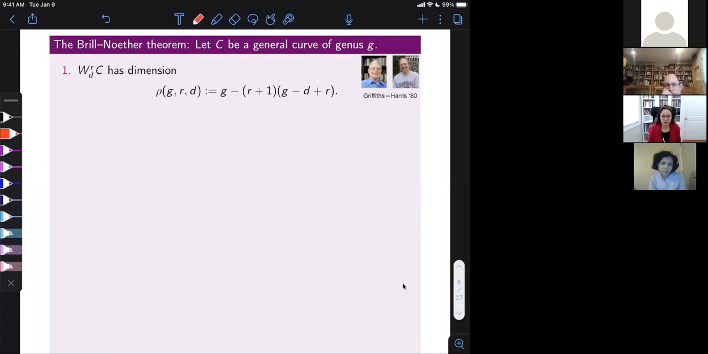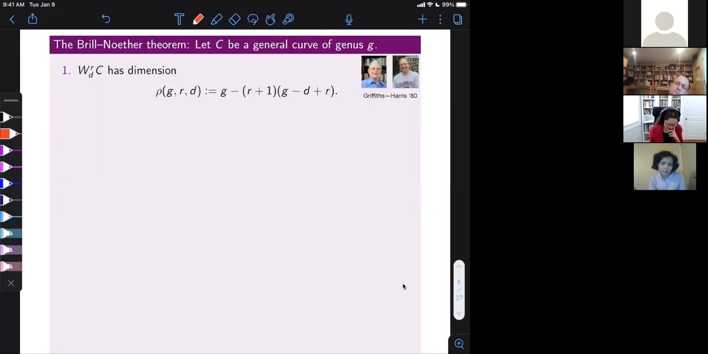Then this Brill-Noether variety, W^r_d, has the expected dimension. Of course, its dimension can be at most g, so really this means the min of this and g. So it's rho = g minus (r plus 1) times (g minus d plus r). This quantity rho is called the Brill-Noether number.